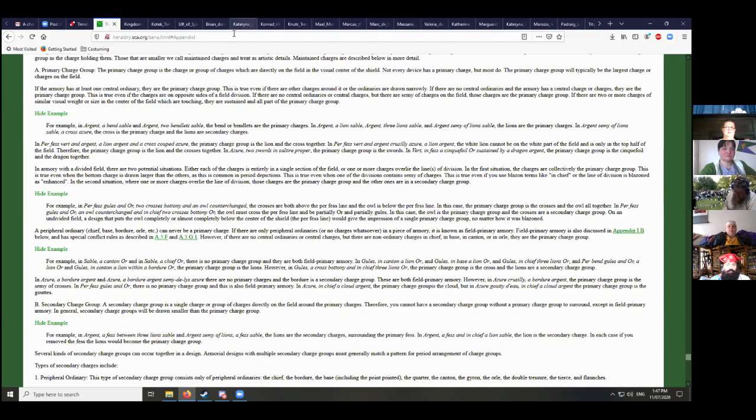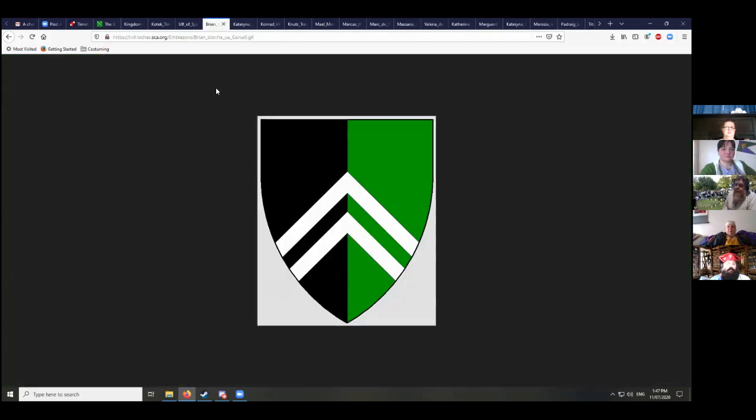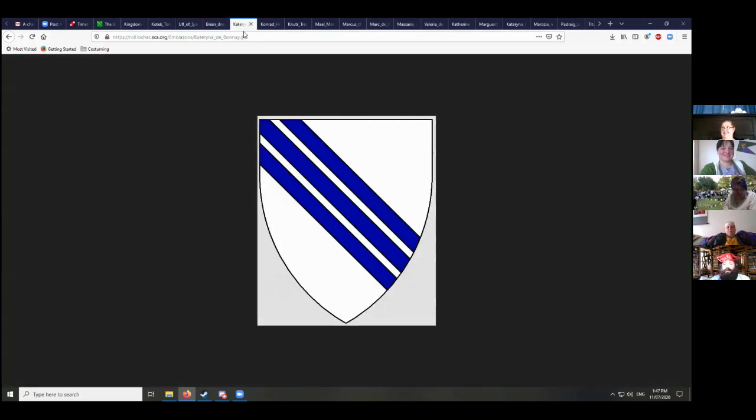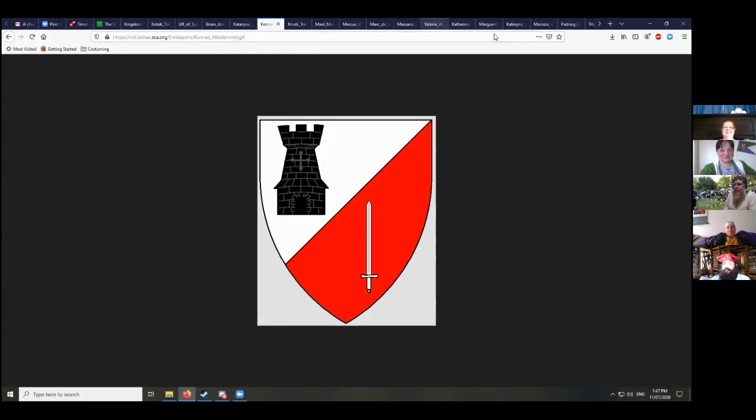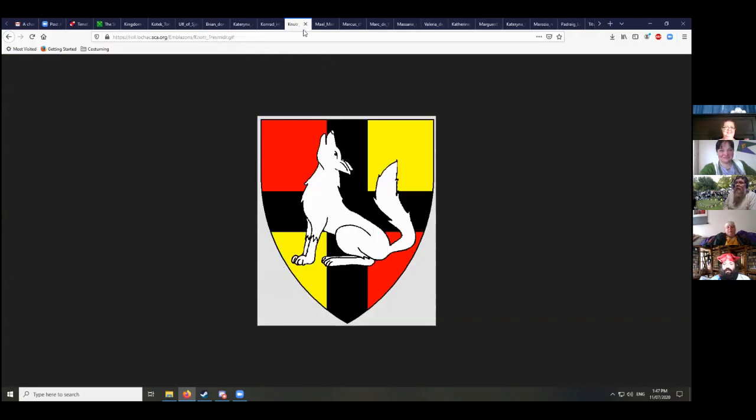An example is not that one so much, or that one, or let's see what I've got. There we go. Here's a cross. It's an ordinary. It's formed of nice straight lines, or lines that follow the edge of the field. This is a central ordinary. It crosses the center of the field.